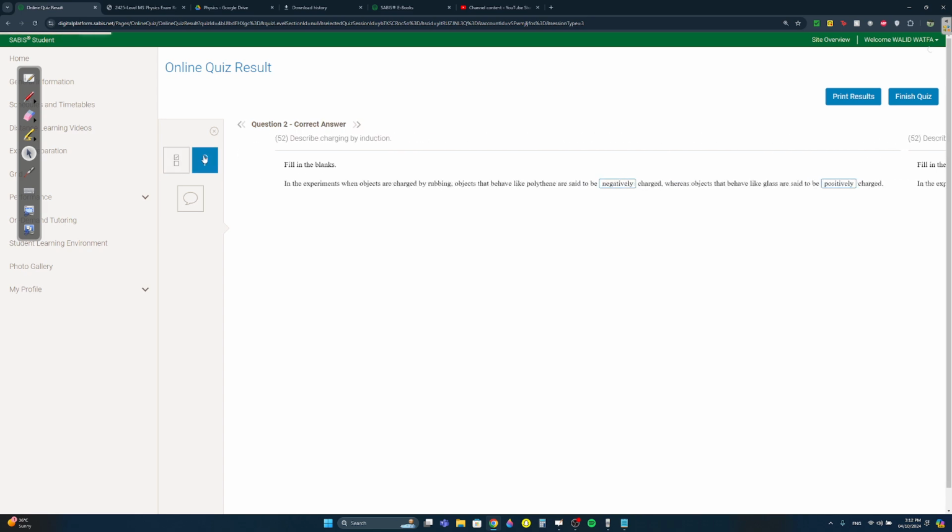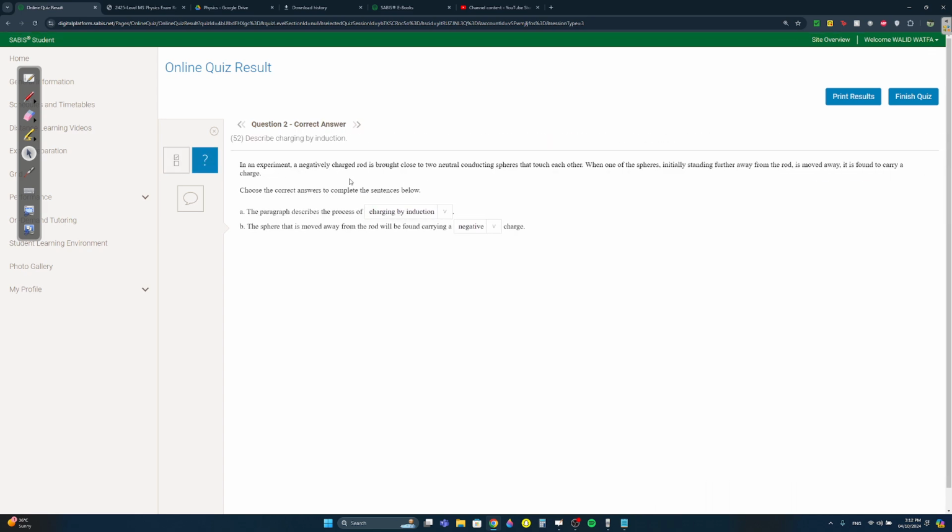Okay? Question 2. In an experiment, a negatively charged rod is brought close to two neutral conducting spheres that touch each other. When one of the spheres initially standing further from the rod is moved away, it is found to carry a charge. Choose the correct answer. This is charging by induction. Why is it charging by induction? Because you're bringing a negatively charged rod close to the spheres.